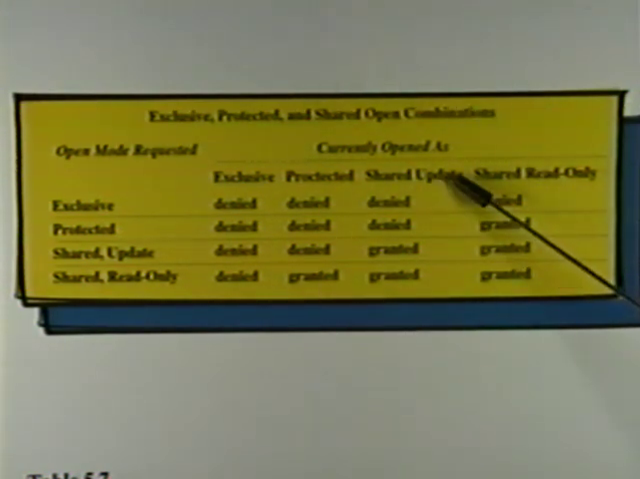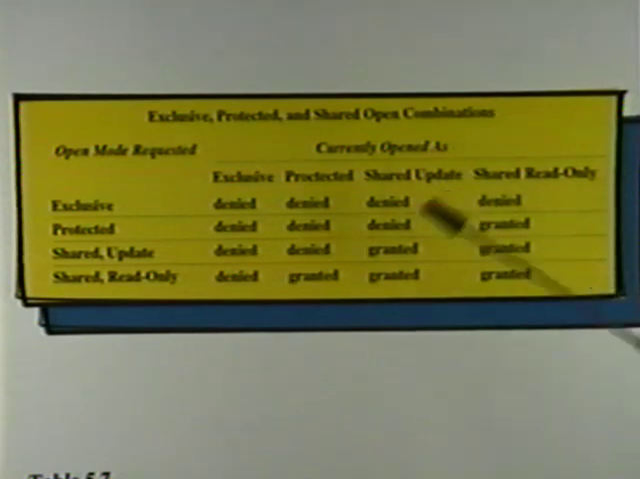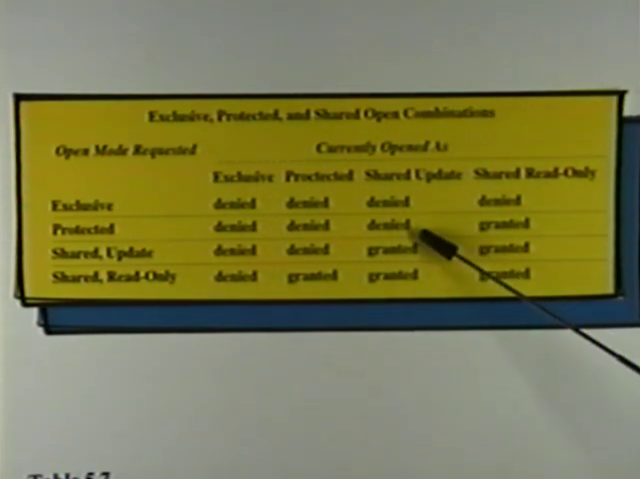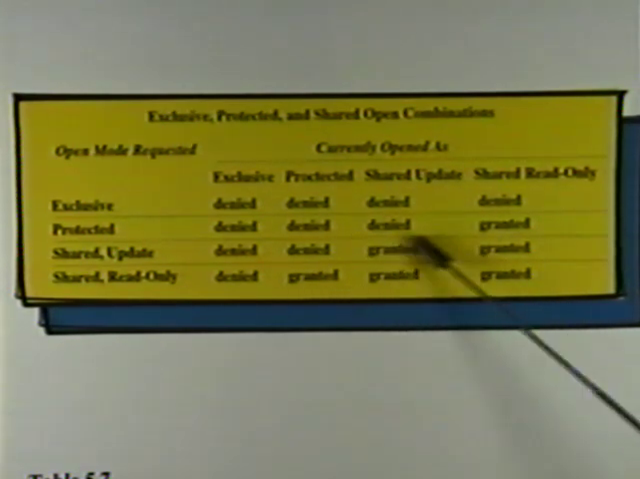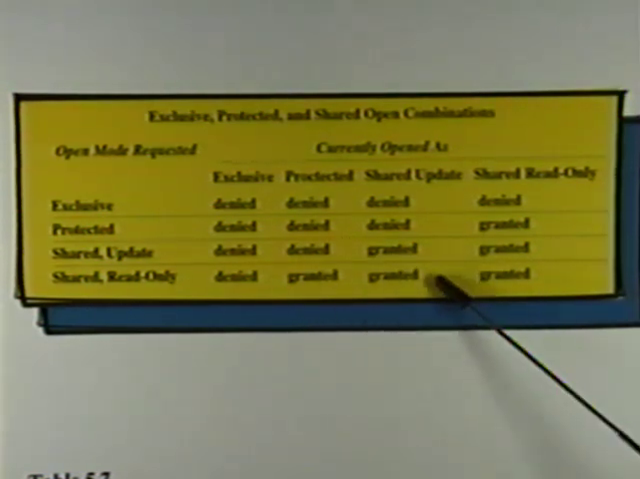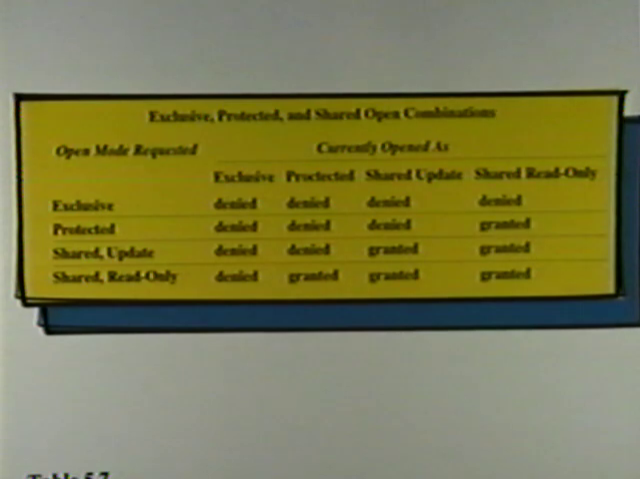Now let's look at shared update. If a file is opened as shared update, then by default it can't be opened as exclusive, nor can it be opened as a protected mode file. But if somebody else wants to update it, then that's granted. And if somebody else wants to read it, then that is also granted. And then finally, if the file is currently opened as read-only, shared read-only, then we cannot open it as exclusive. We can, however, open it for protected, but only for reading. And then similarly, for the other shared modes, you can open the file for read-only as many times as you would like.